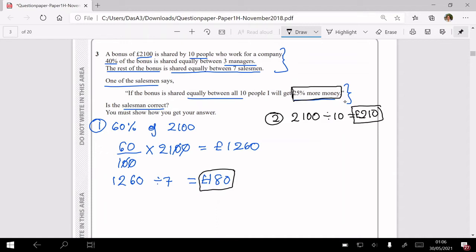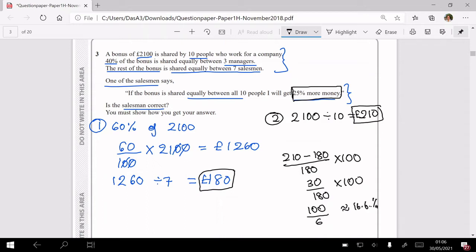The easiest way to do that is to do a percentage change. So the new one, 210, minus the old one, 180, divided by the old, which is 180, times 100. So that is 30 over 180 times 100, which is 100 divided by 6, which is roughly 16.6, and 16.6 is not equal to 25%. Therefore, the salesman is wrong.